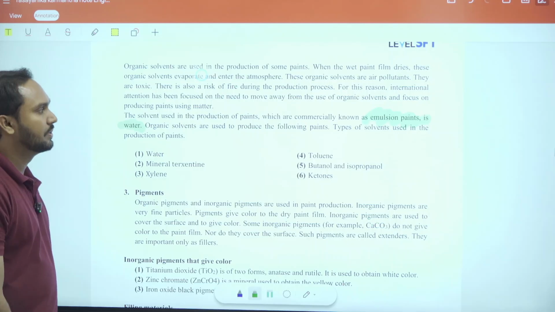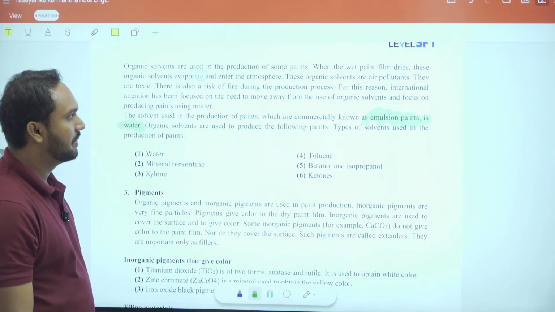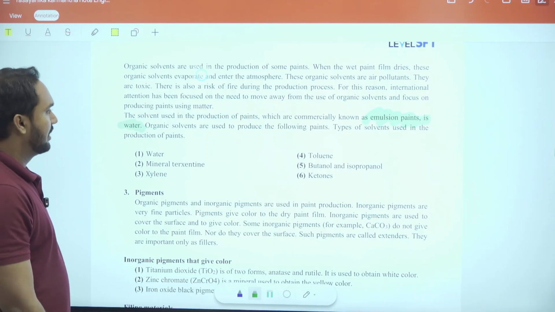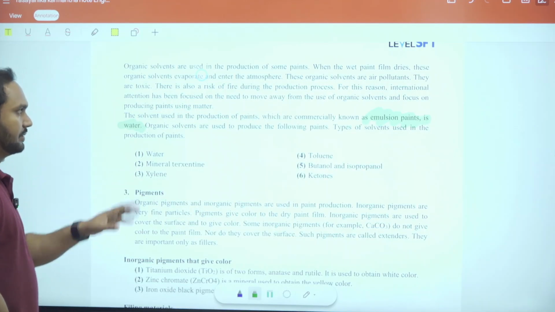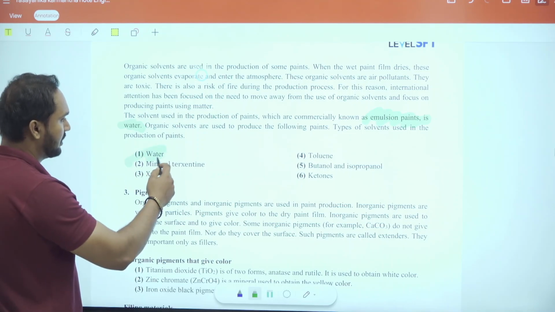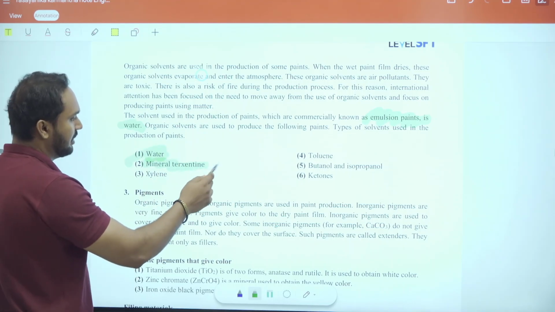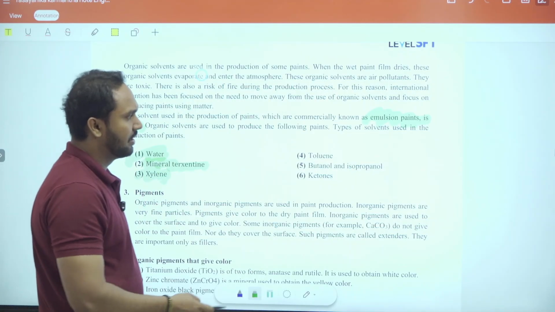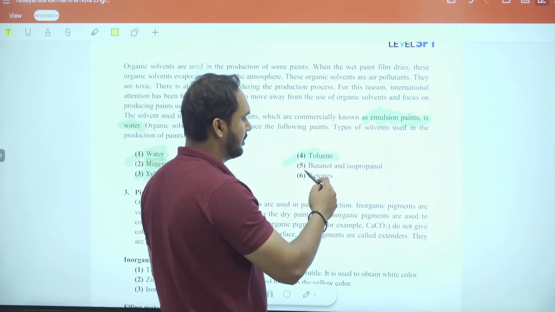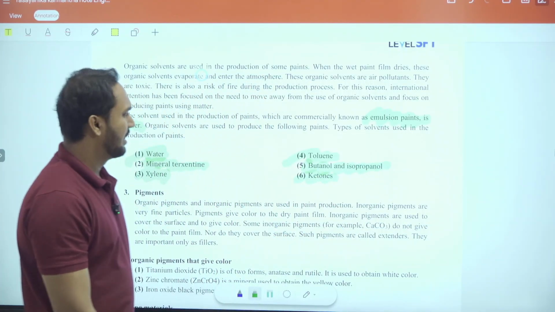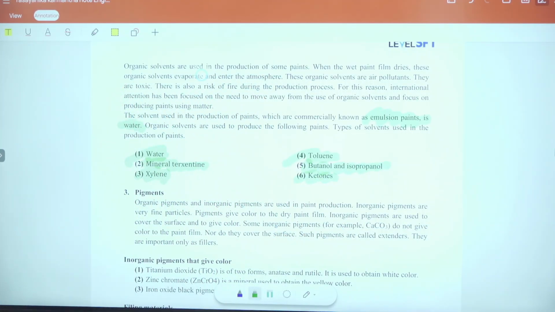Organic solvents are used to produce the following paints. These are the types of solvents used in the production of paints, right? So what are the solvents? Water is used, mineral turpentine is used, xylene is used, toluene is used, butanol and isopropanol are used, ketones are used. At least remember 2 or 3, right? The solvents, they can ask.